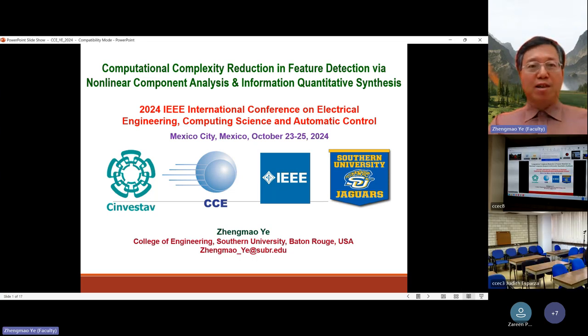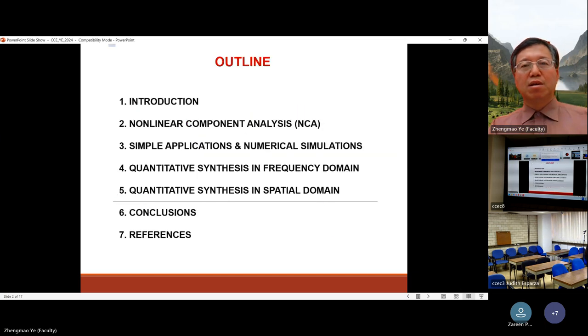Good evening, everybody. This presentation is on computational complexity reduction in feature detection via nonlinear component analysis and information quantitative synthesis. This is Zhengmao Ye. Outline. A quick introduction will be given at first. Then the major part, nonlinear component analysis. After that, simple applications and numerical simulations will be made. The quantitative synthesis in the frequency domain and the quantitative synthesis in the spatial domain will both be discussed in detail afterwards. Eventually, conclusions will be made, followed by the references.